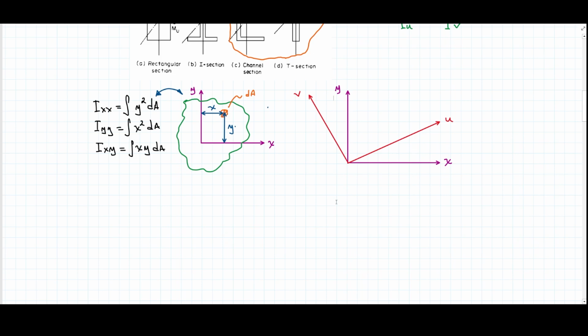Good. My whole purpose is to try to find how much this angle here is, starting from the point of view that I know the second moments of area, or moments of inertia, around the X and Y axes. So how do I transfer that to the moments of inertia on U and V? Yeah.